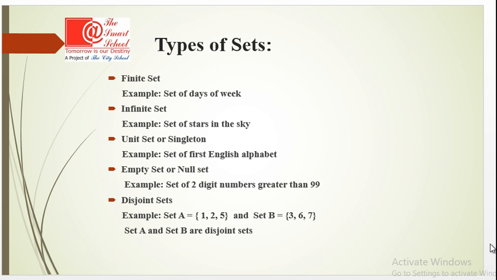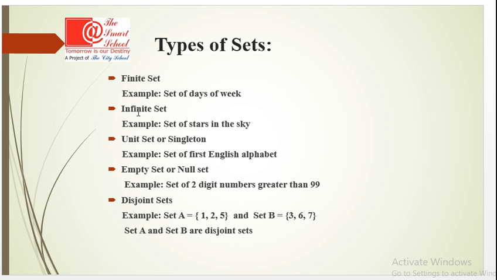Sets are of different types according to their properties. Some types are very interesting. Type number 1 is the finite set. As the meaning of the word tells us, this set has a limited number of elements. For example, the set of days of the week. Obviously, the set of days of the week has 7 elements in it. We can't write 8 or leave out any one.